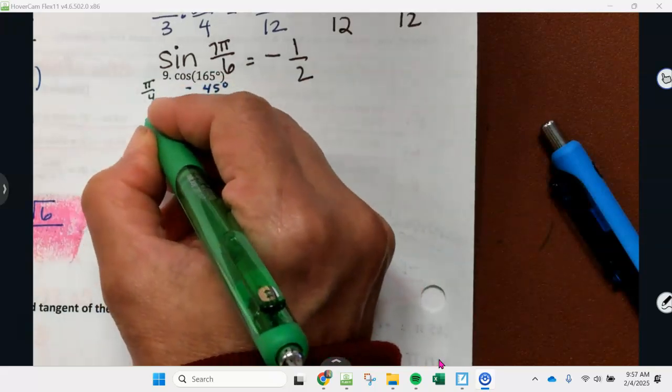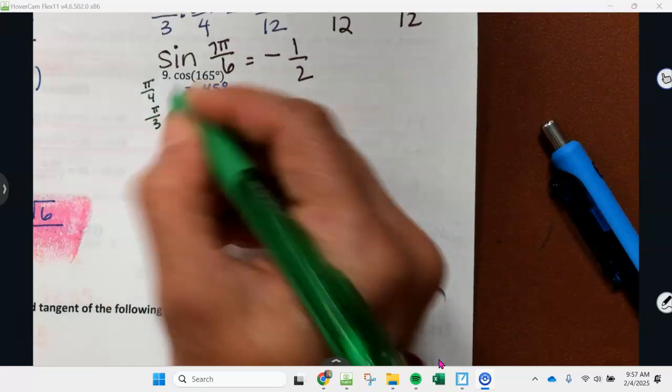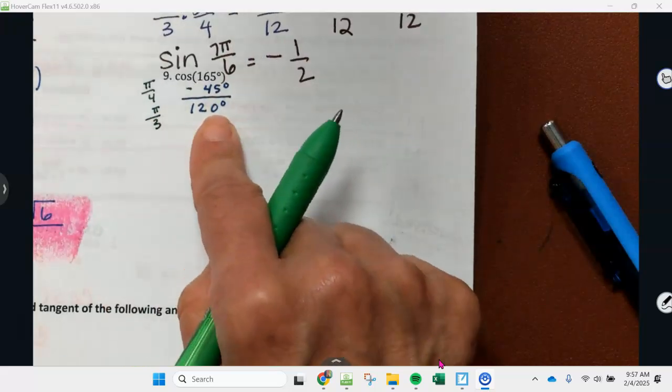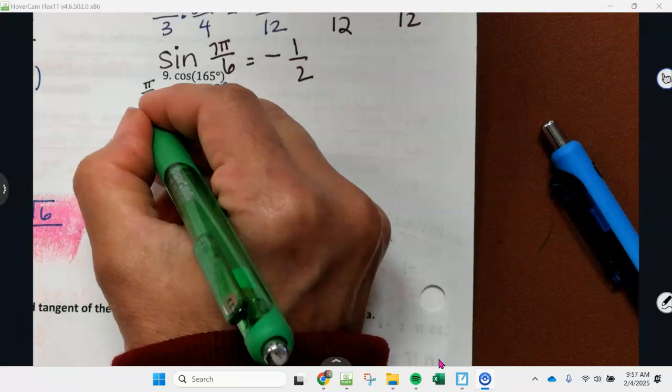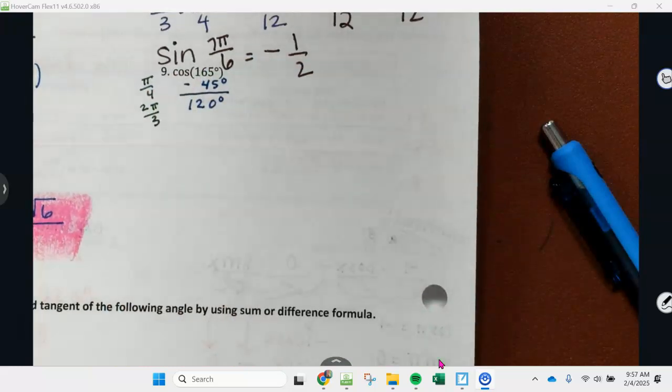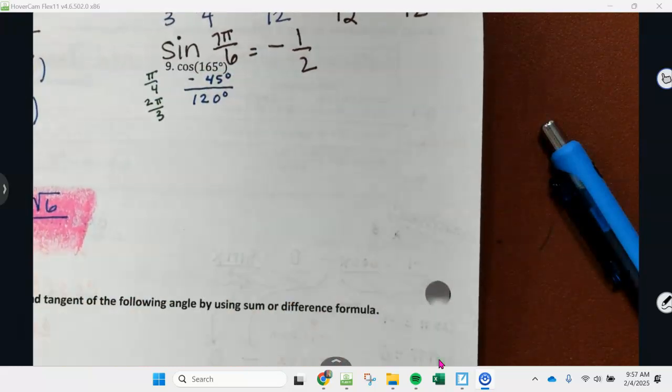So 60 degrees was pi over 3. But 120 is in quadrant 2. So this is 2 pi over 3. And I just write that there for me. If you know that stuff already based on degrees, y'all are awesome. You don't have to write that. But I wrote my radians because that's what I'm used to.